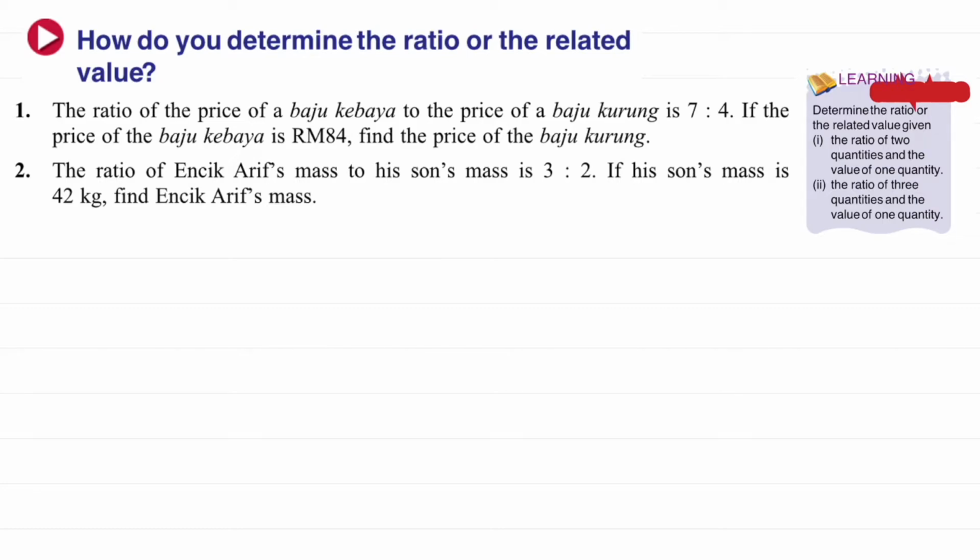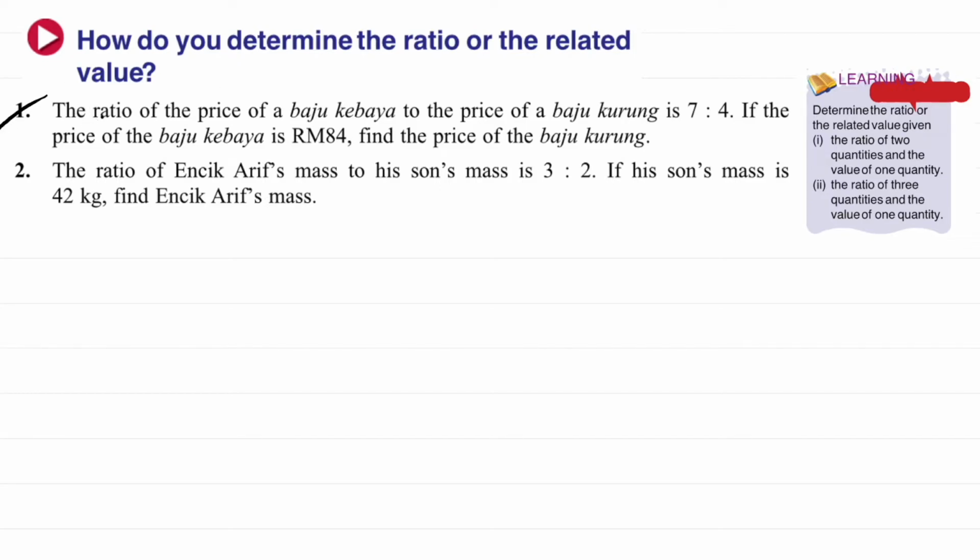So how do you determine the ratio or the related value? For this subtopic, I'm going to determine the ratio or related value given the ratio of two quantities and the value of one quantity, and also the ratio of three quantities and the value of one quantity. So let's jump into the example.